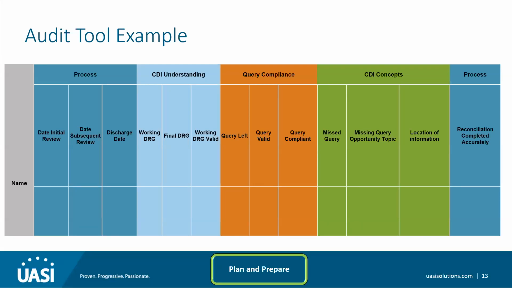Query compliance, we look at how many queries were left for this record, and was that valid? Meaning, we want to make sure that there's no over-querying happening. And was it compliant? Not leading, not underlining, not bolding, those type of things. And then CDI concepts, were there any missed query opportunities? Were there some areas that we want to make sure that they're capturing? And then what was that topic?